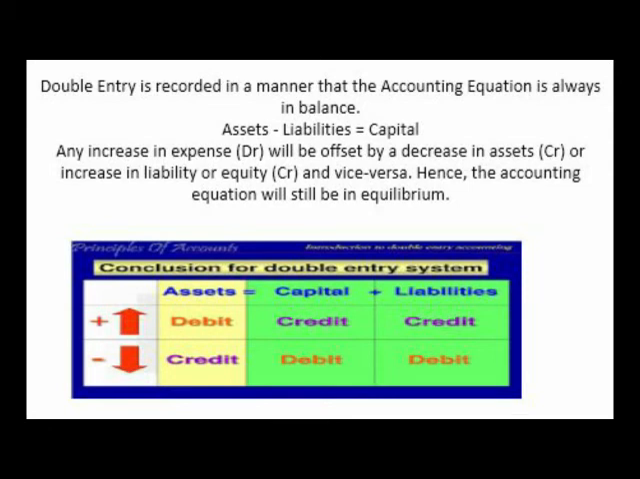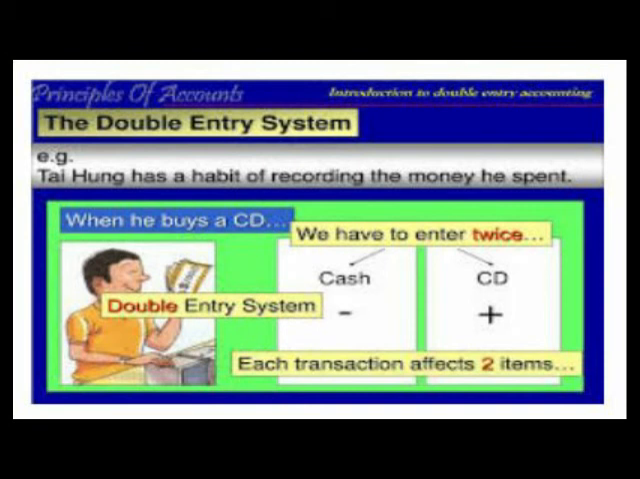For the double entry system, I have given you an example over here. This person is buying something. So what is decreasing? Cash is decreasing and he is getting a CD in return. These are some examples of transactions.